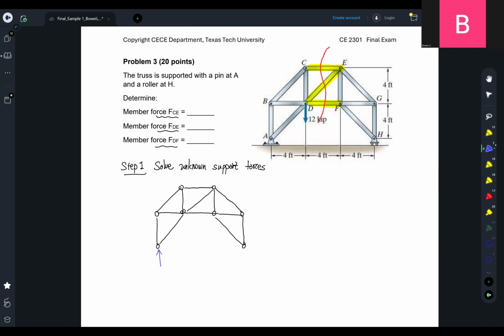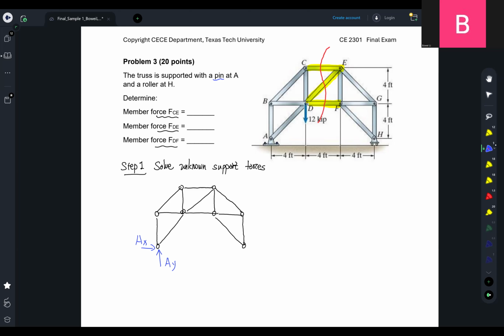So we have A, and given that the problem tells us that A is a pin, it should be represented by two perpendicular forces. It is AY and AX. In other words, another way to think about that is, along which direction does the support not allow me to move?